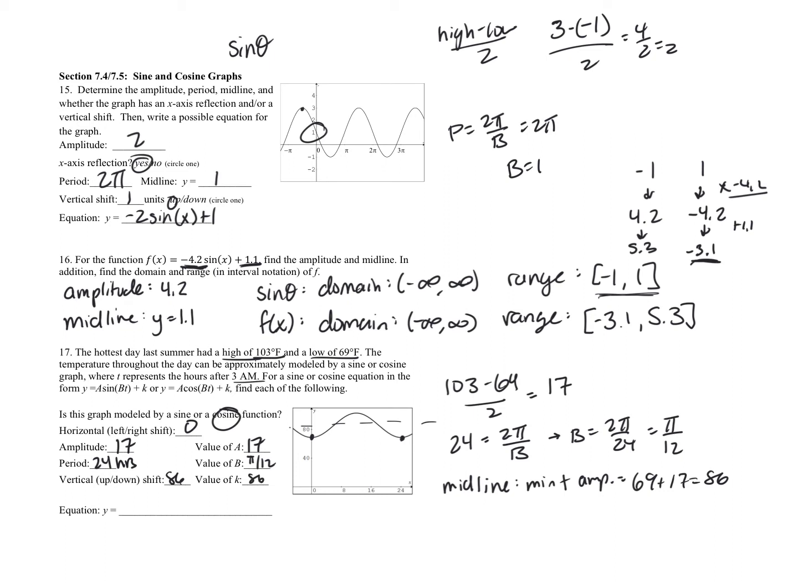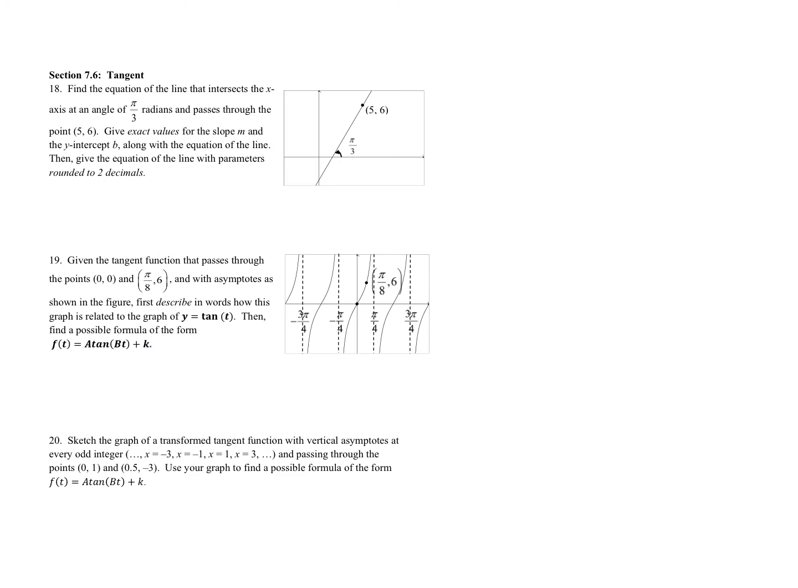Now to finish it off, we have y equals, remember we said it was a negative cosine, so we're going to get negative 17, 17 being our amplitude. Cosine is our function. B is pi over 12. Variable is t. We want to remember to keep that there. And then finally our midline is going to be that plus 86. So there we go.